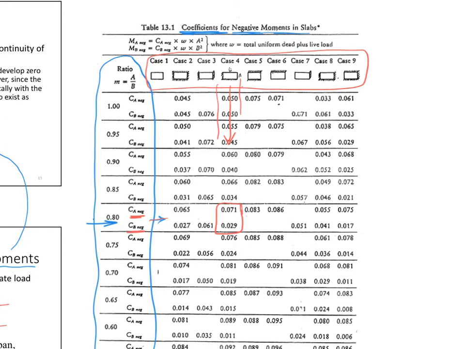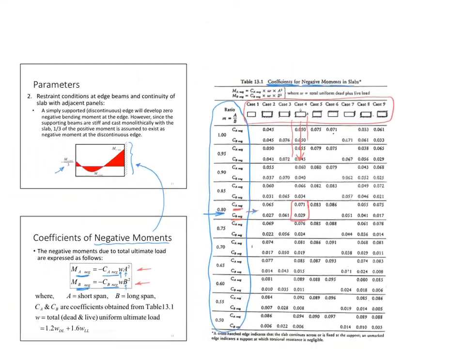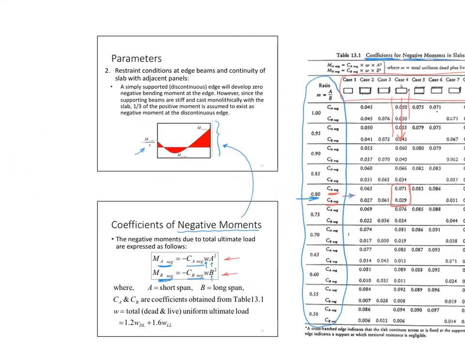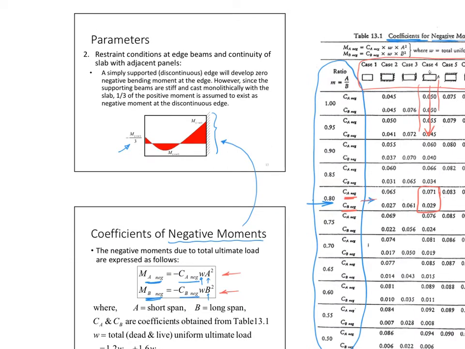Now we know how to calculate the negative moment values based on coefficients that we got from this table. Remember a very important fact, that this value of negative moment will be from table 13.1. Now when we come to the positive moment value, it will be from two tables, table 13.2 plus table 13.3. So we have two values.